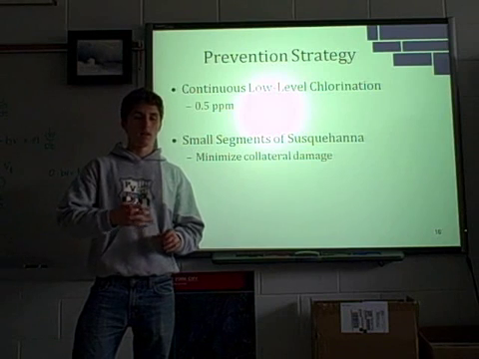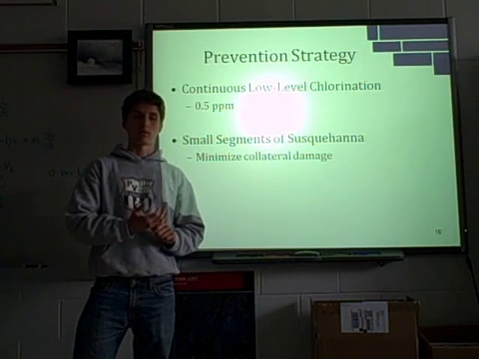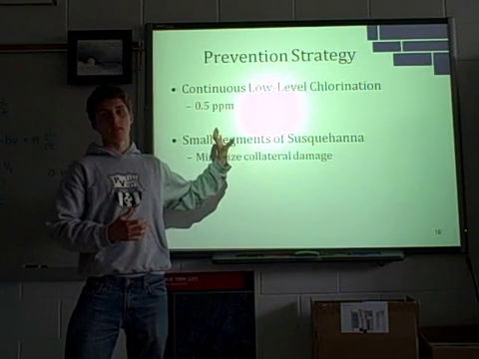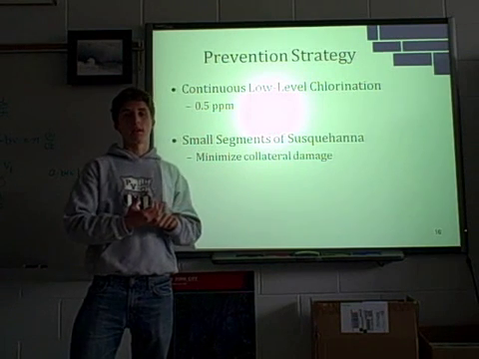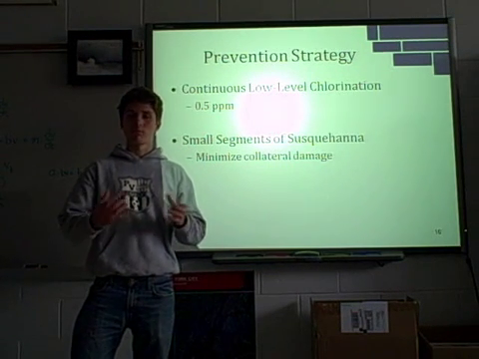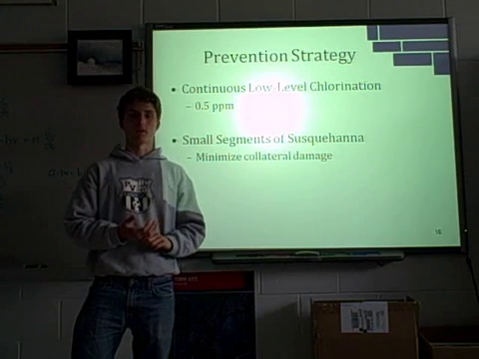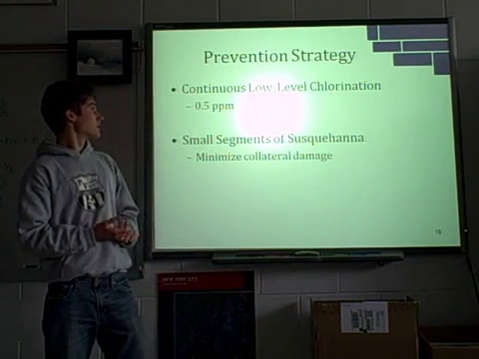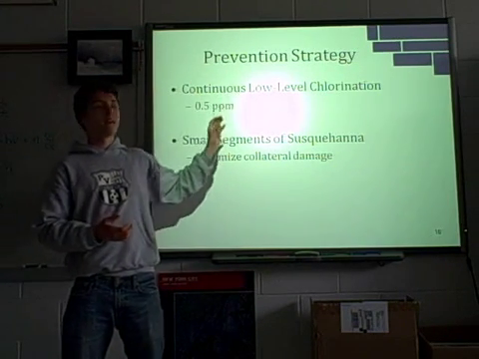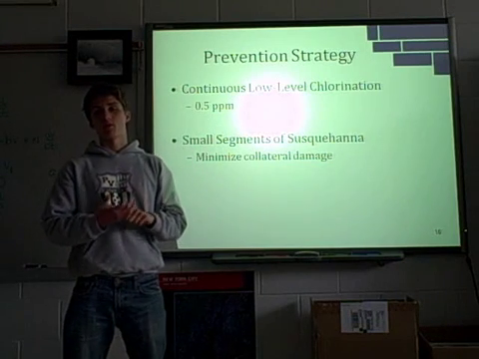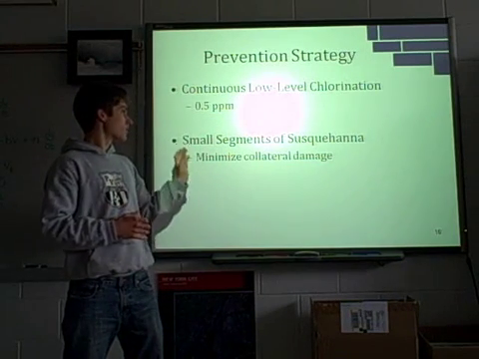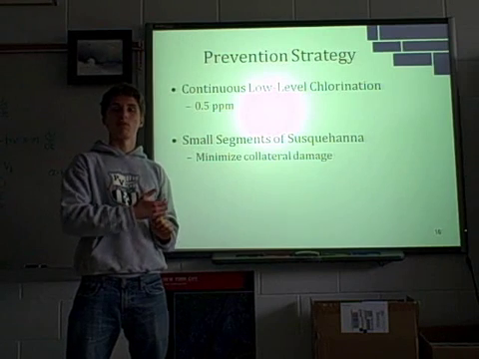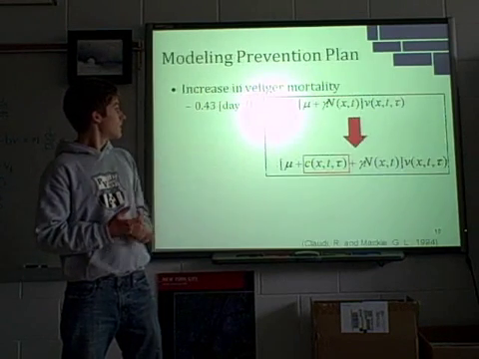And the economic damage that these mussels are going to cause along that certain stretch that will populate heavily during those 5 years will end up justifying a chlorination plan. So what I have in mind is a continuous level chlorination plan of about 0.5 parts per million along small segments of the Susquehanna to try to minimize the collateral damage.